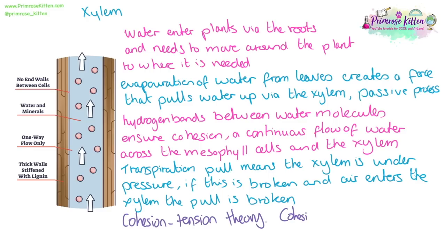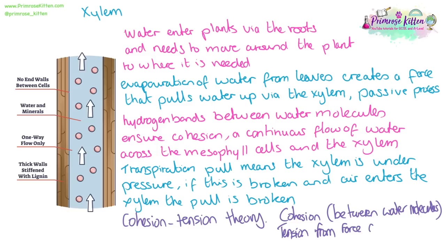The way water moves through the xylem in a plant is known as the cohesion tension theory. Cohesion, because of the cohesion between water molecules, which creates this unbroken column of water. And tension, which is the force that's applied to this unbroken column of water, that's created by the water potential gradient. As water is being lost from the leaves, it needs to be replaced.